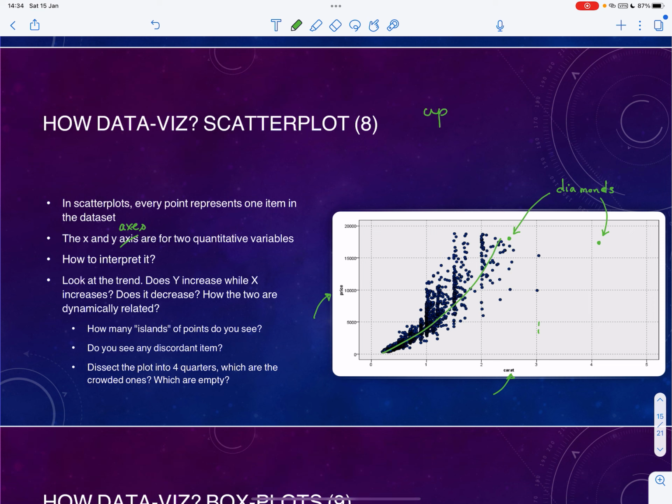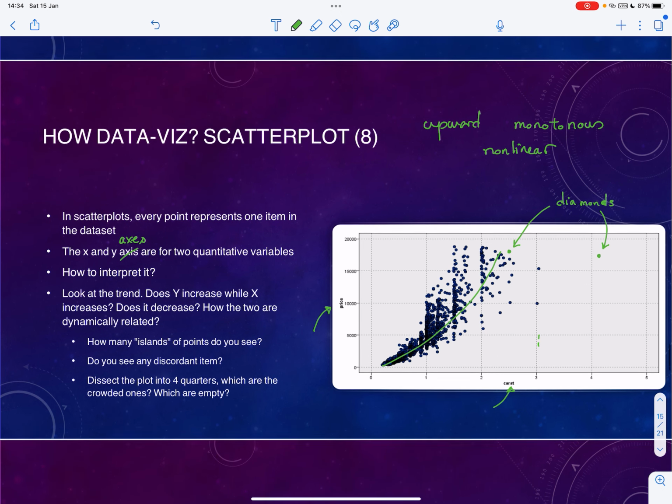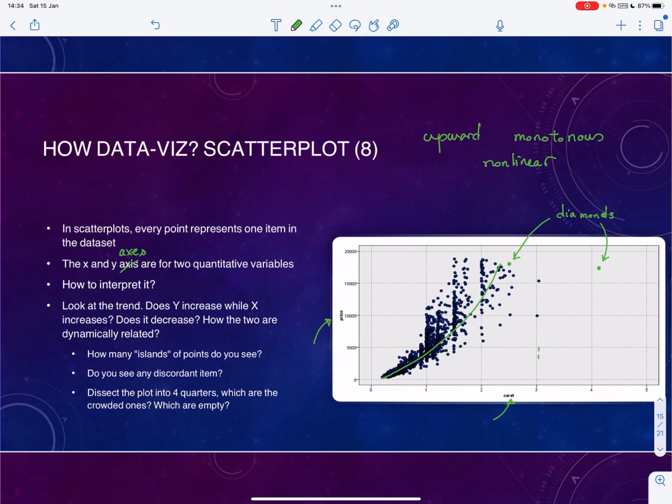It's an upward and monotonous trend. Okay? It constantly goes up. It's not like it goes up and then down and then up. And then it is non-linear. So it's not a straight line, but it seems that it's more like quadratic. A little bit of curve better represents the trend. So I look at the trend.